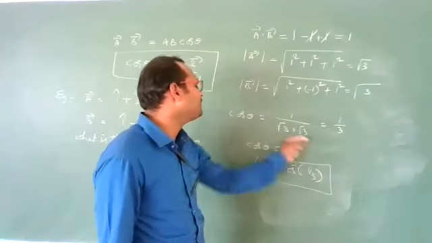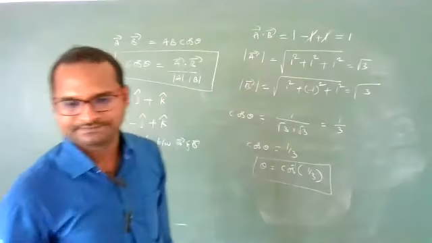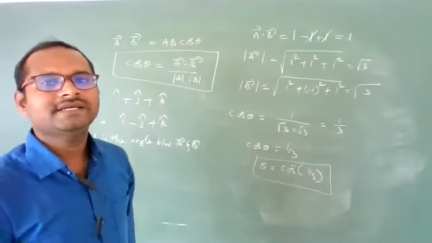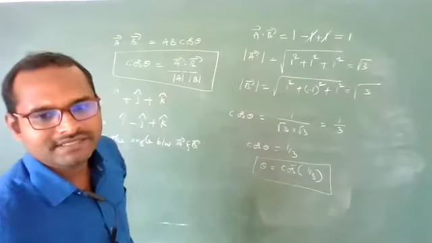Cos going to that side will become cos inverse. Cos power minus 1 we should write. How to read it? We should read it as cos inverse. Cos power minus 1.